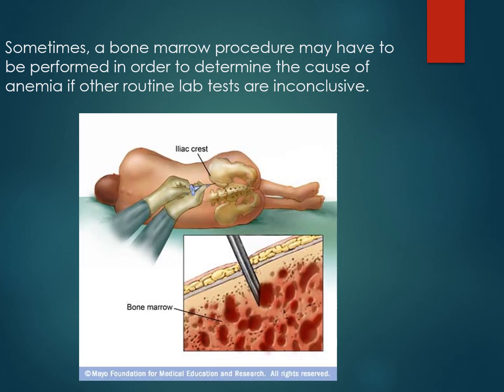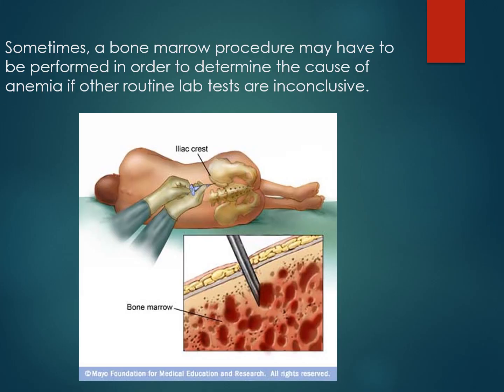In the case where a physician can't quite determine the cause of an anemia, a bone marrow procedure may have to be performed in order to determine the cause of the anemia if other routine lab tests are inconclusive. So right here at the iliac crest is where the bone marrow is retrieved, and they kind of drill a little hole here and then stick it down into the bone marrow and aspirate out a portion.